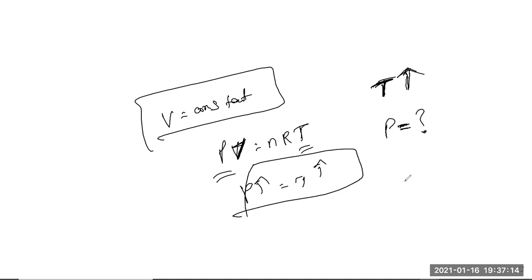This is what happens inside a pressure cooker. Volume is constant because you are closing the lid, and this is the only volume you have. If you supply heat, temperature increases, because of which pressure also increases. The excess pressure will come out and the food will cook. So there are a lot of applications; this is one application of the ideal gas equation.